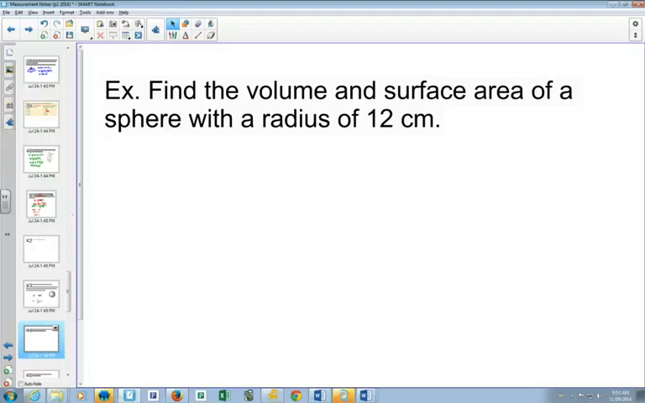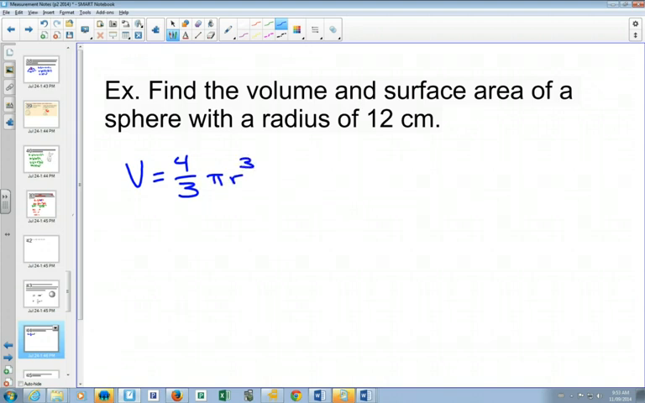So here's our first question. We want to find the volume and surface area. So it said volume first. I always like to write out the formula at the beginning of a question, even if it's on my formula sheet, even before I plug in any numbers.